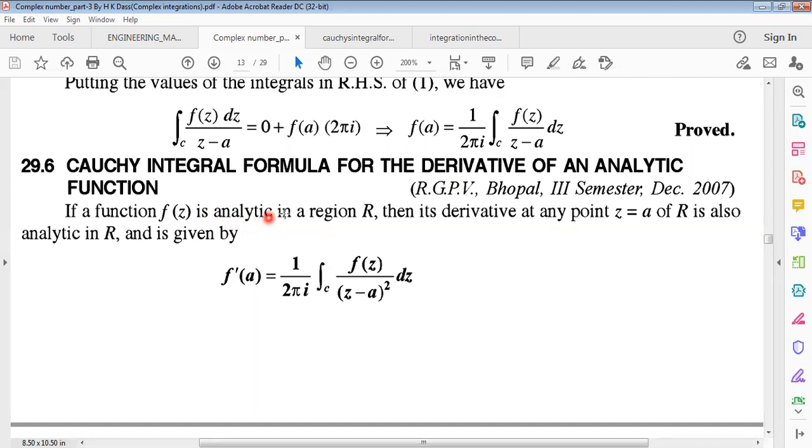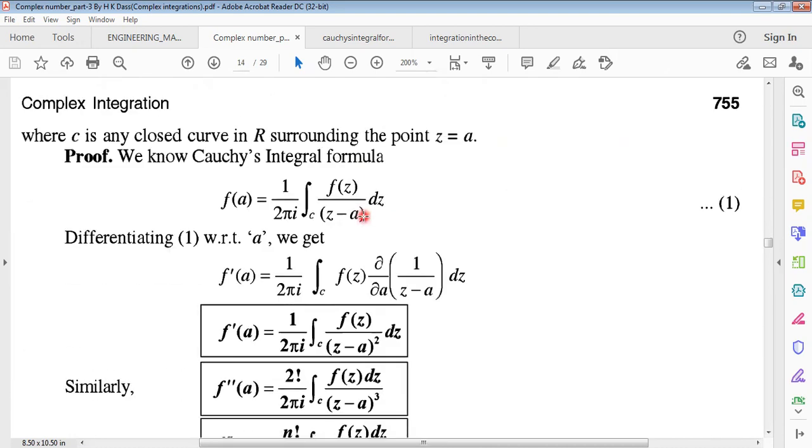Now Cauchy's integral formula for the derivative of an analytic function. If a function f of z is analytic in a region R, then its derivative at any point z equals a of R is also analytic in R and is given by f dash a, that means the first derivative of the function f of z at z equals a, which is 1 by 2 pi i contour integration of f of z divided by z minus a whole square. Now we'll try to prove this, actually very easy for you.